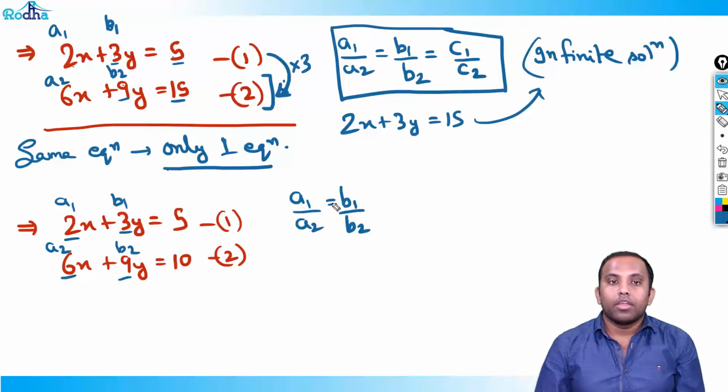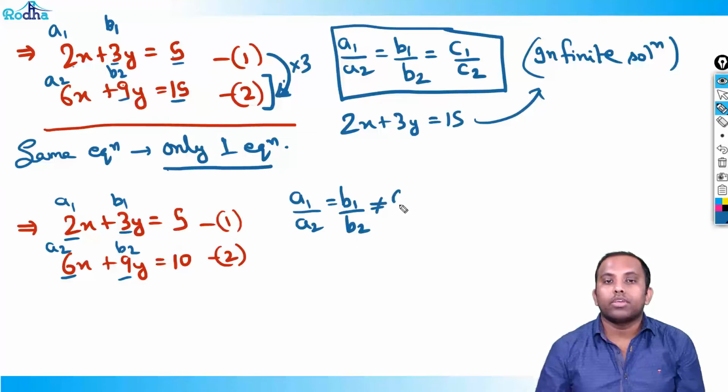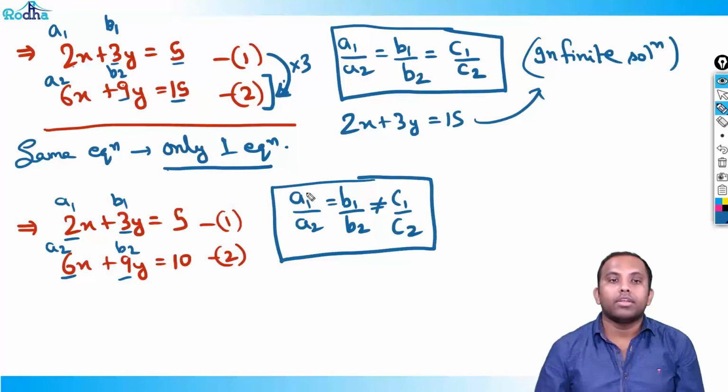Okay, fine. Now, is this equal to c1 by c2? No, because a1 by a2 and b1 by b2 are 1 by 3, and this is 1 by 2. This is not equal to c1 by c2, right? That means this is an inconsistent equation. This is called inconsistent, right?